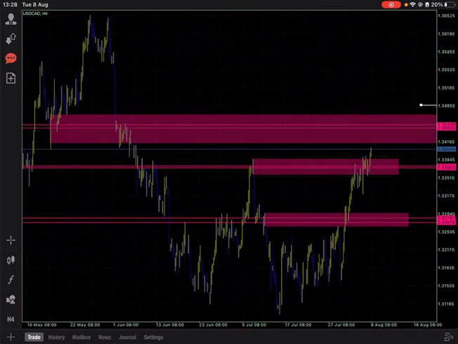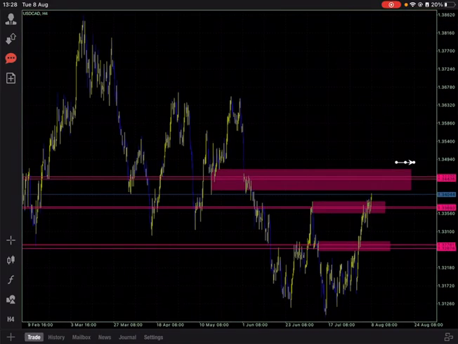Okay, so that's it for the 3 pairs. Please trade smart, trade wisely, do not rush into any trade, and I will get back to checking your mappings.